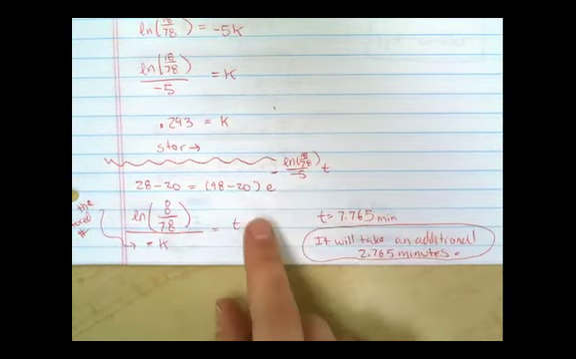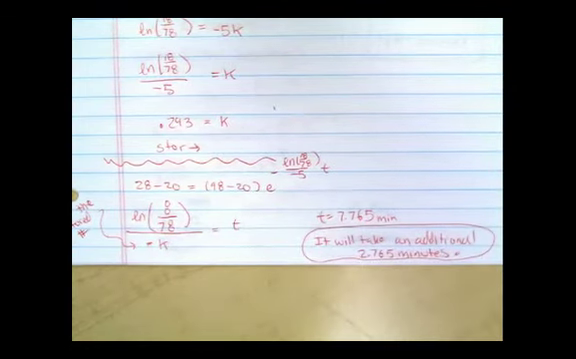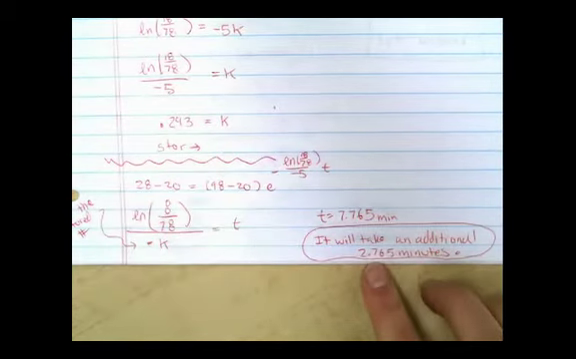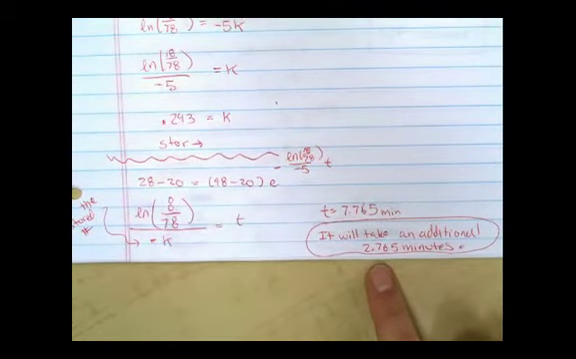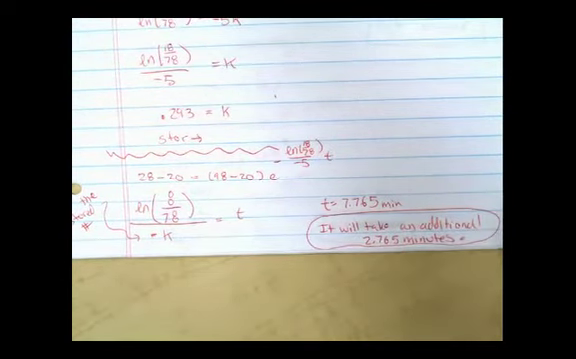So, since we've stored it and we're plugging it in, now we're ready to solve, and you should get time equals 7.765 minutes, which means it will take an additional 2.765 minutes to cool down. So we already knew about the first 5 minutes. So the answer is the one in the circle here. It'll take an additional 2.765 minutes. And that would be final answer.